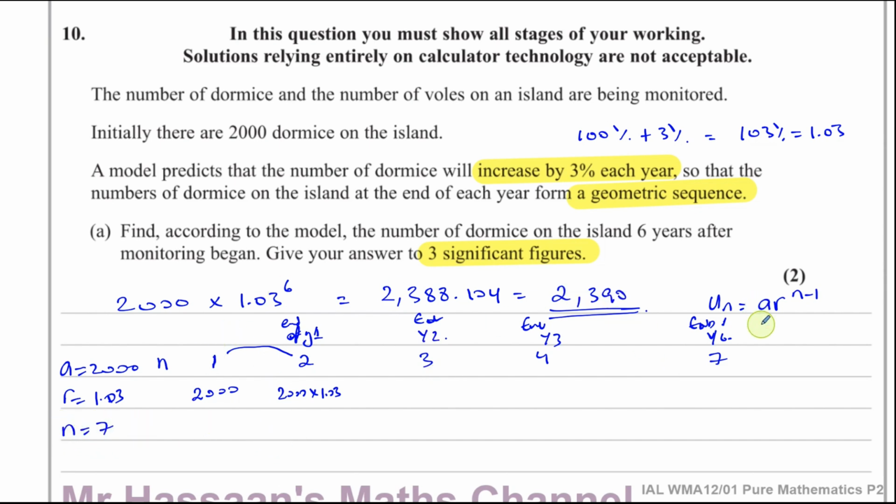There are 7 terms, because you start with the first, which is the beginning of the first year. This is the end of the first year, this is the end of the second year, the end of the third year, and so on, and this will be the end of the sixth year. The seventh term will be the end of the sixth year.